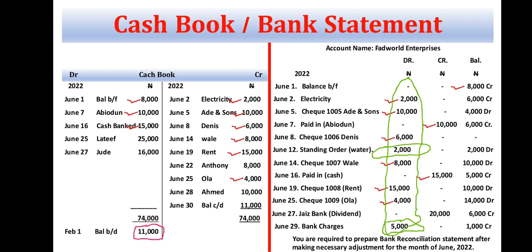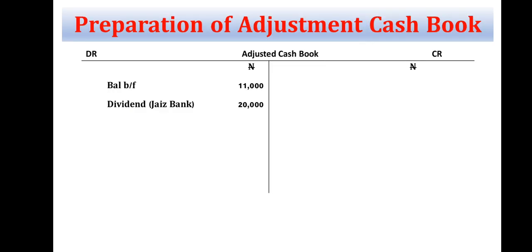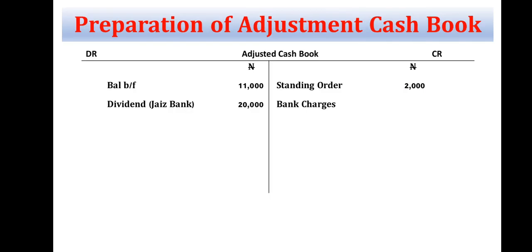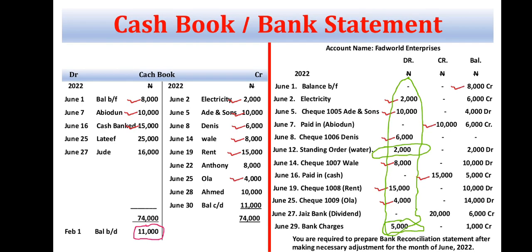So we go back to our adjusted cash book because we are going to subtract that from the amount. So we are going to credit that to the adjusted cash book. We have standing order, which is 2,000 naira. The next one, we have bank charges, 5,000 naira. So there's no other entry again. Since that is all the entries we have, we are going to close the account.